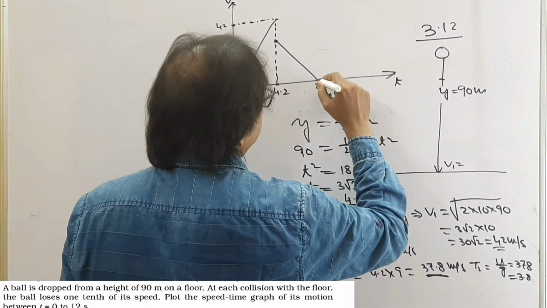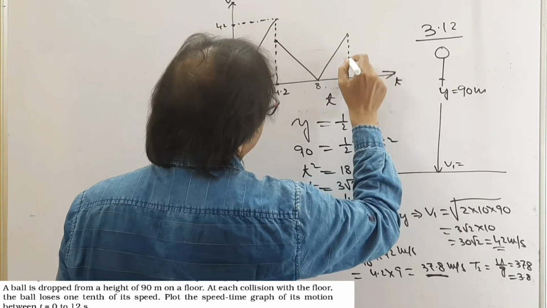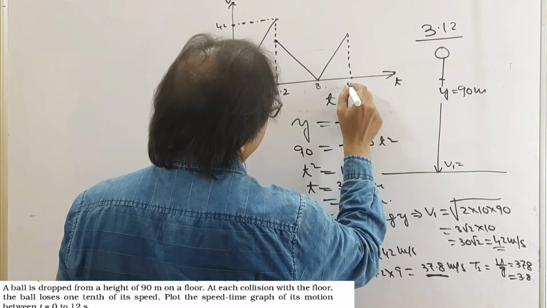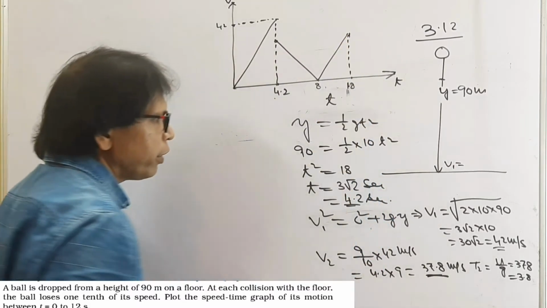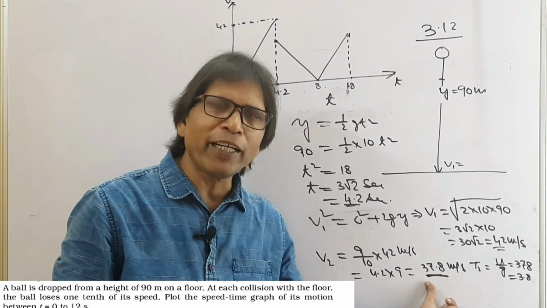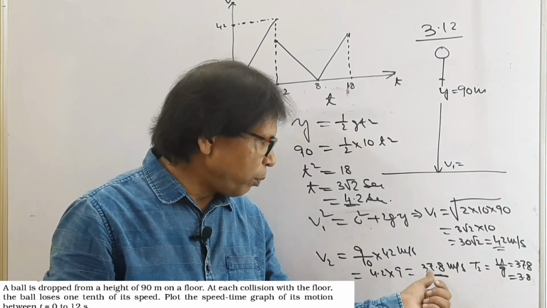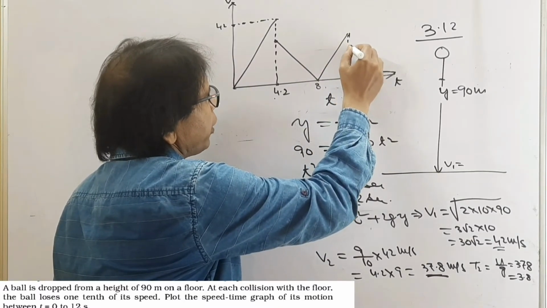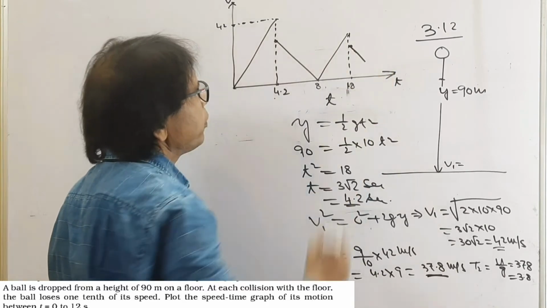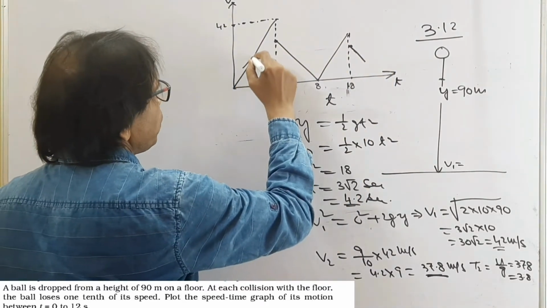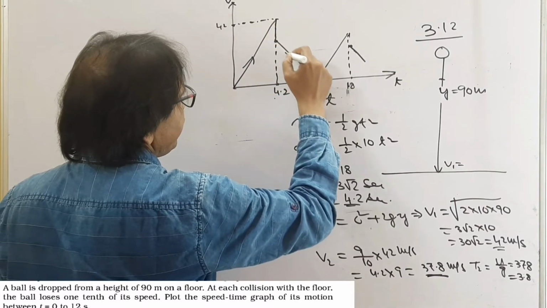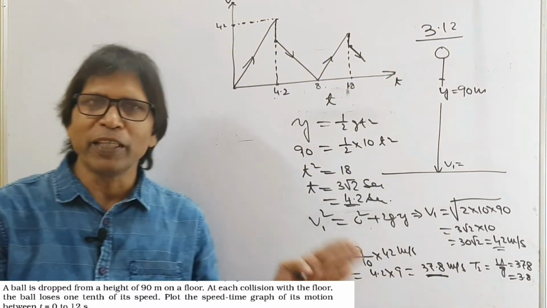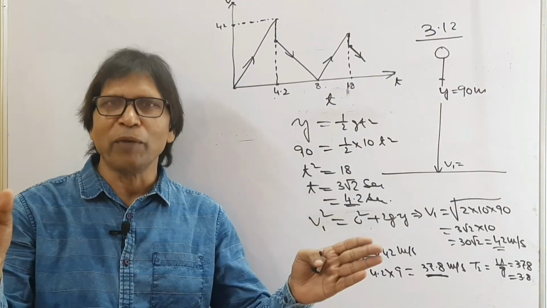After 8 second, it again reaches the ground. This is again 3.8, so this is 11.8. Okay, now after this the velocity again decreases by 10%. So the graph starts from this position. Finally the graph goes from this position to this, then this, then this to this. Okay, understood? This is the v-t graph for 0 to 12 second.